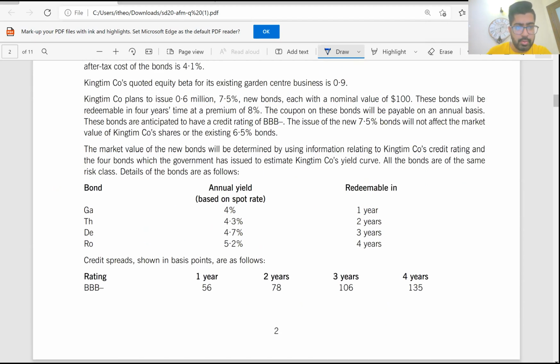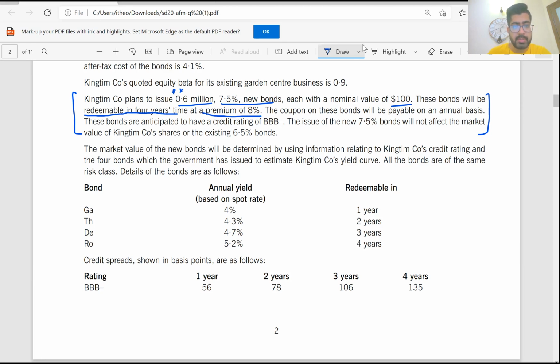This is the information about new bonds. KINGTIM plans to issue 0.6 million, 7.5% new bonds with a nominal value of 100. So 0.6 million is the number of bonds. It's not dollar 0.6 million. Bonds will be redeemable in 4 years' time at a premium of 8%.